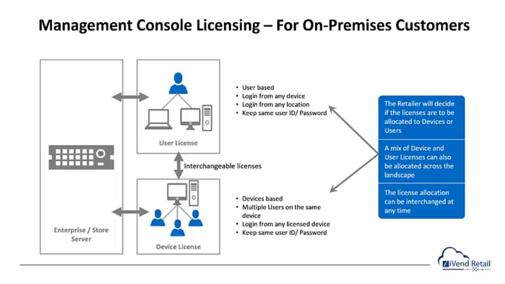What that essentially means is the retailer will decide if the licenses are to be allocated by device or by user. You could have a mix of both, user-based and device-based, and the allocation can also be interchanged at any point in time. If the licensing is user-based, the user can log in from any device, from any location, and keep the same user ID and password. So one user, multiple devices. In a device-based license, there are multiple users on the same device. You can log in from any licensed device and keep the same user ID and password. So essentially, the ability to mix and match both kinds of licenses.